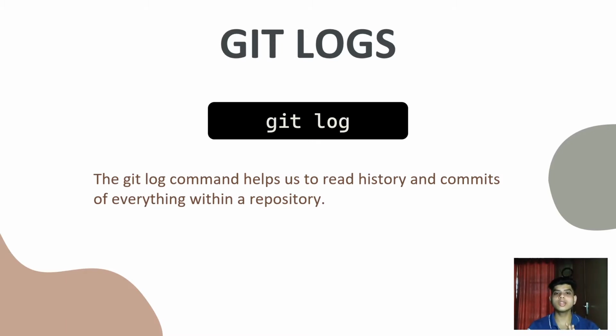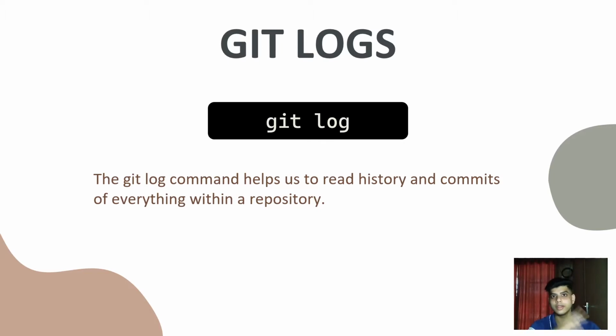Okay, so I was saying this repository is tracking our changes. It is creating this history over time. So how do I check this history? Whatever commits I've made, how many commits I've made, how do I check this? So git log helps us to read the history and commits of everything within a repository.